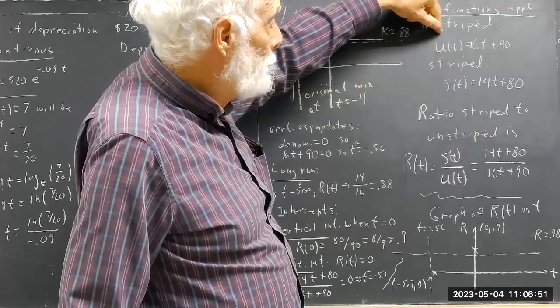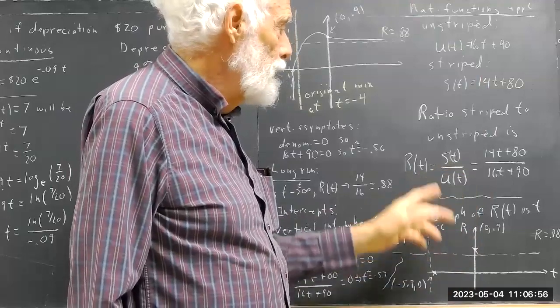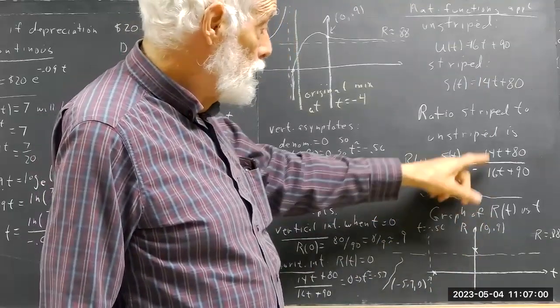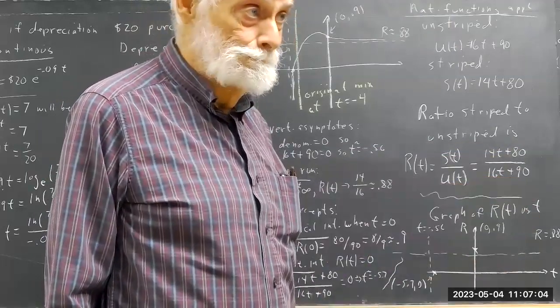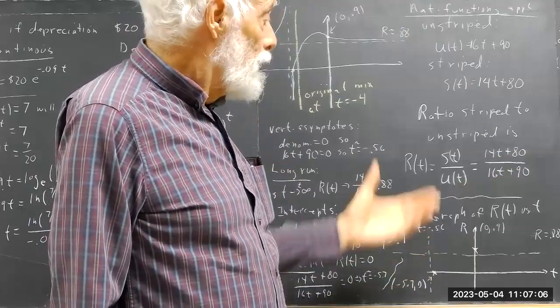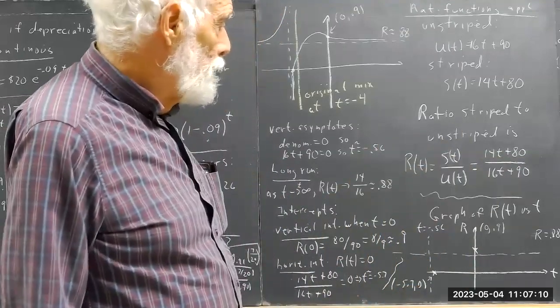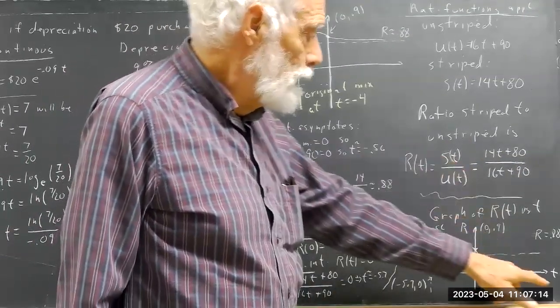So anyhow, there's your ratio, striped to unstriped. Now, in general, the ratio is going to be the number of striped over the number of unstriped, which is 14T plus 80 over 16T plus 90. To get a visual of how that ratio is going to evolve, we're going to graph R of T versus T. So here's your R, here's your T.